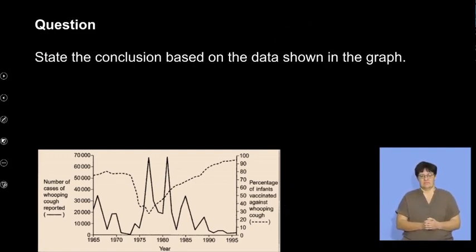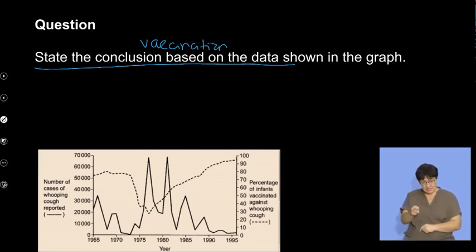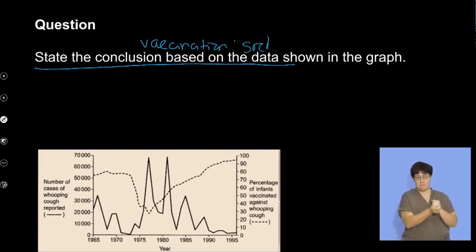Okay, guys, now the next question is you need to have a look at both of the graphs. It says, state the conclusion based on the data shown. Now, remember, what were we looking at? Is there a pattern between vaccination and children getting sick? If we have a look at our graph, what do we notice? When our vaccinations are down, what happens after that? Our cases increase. So what is our conclusion? Is there a relationship between vaccination and children getting sick?